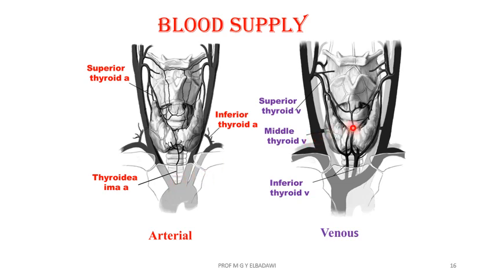The venous drainage are three veins: the superior thyroid vein, the middle, and both of them join the internal jugular vein. And the inferior thyroid, they are usually two. Sometimes they unite to form one single vein which ends in the left innominate vein. These are the three veins which drain the thyroid gland.